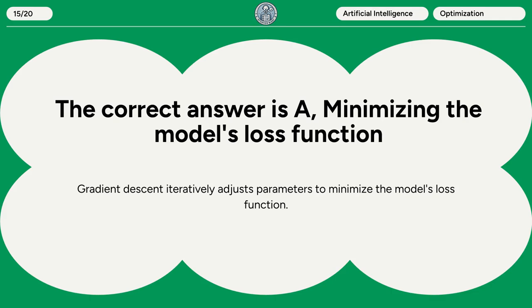The correct answer is A. Minimizing the model's loss function. Gradient descent iteratively adjusts parameters to minimize the model's loss function.